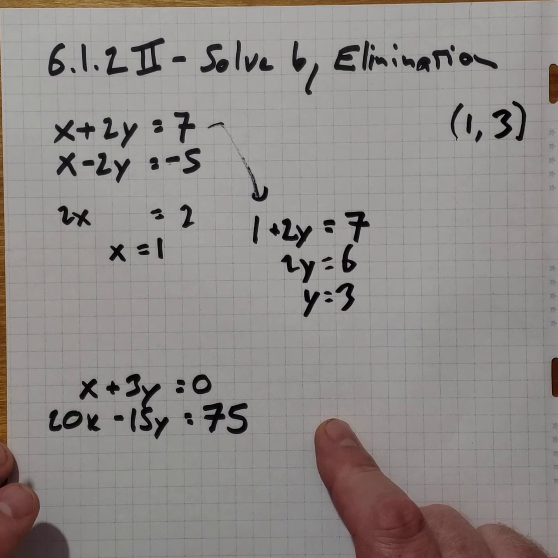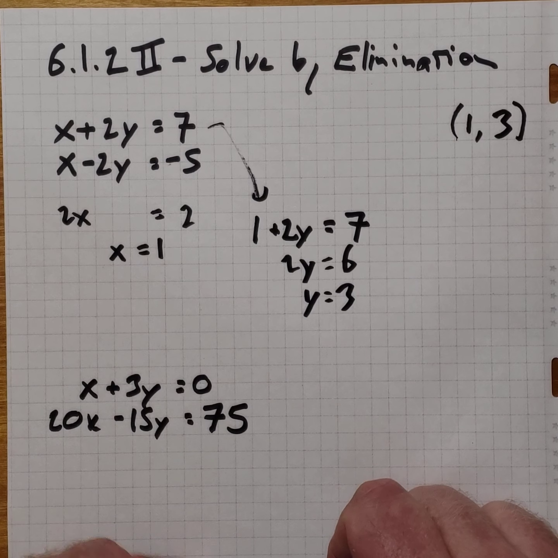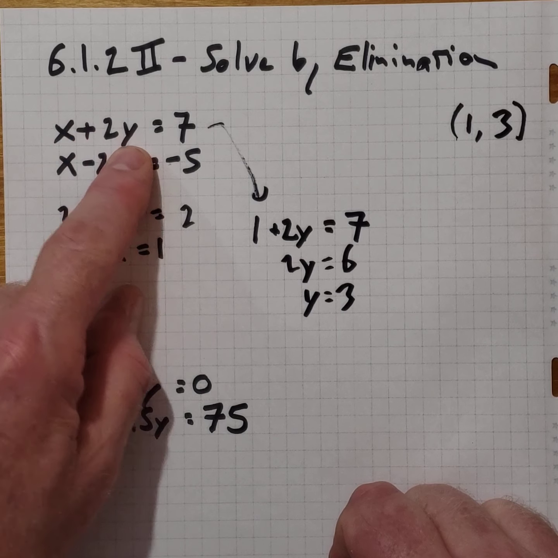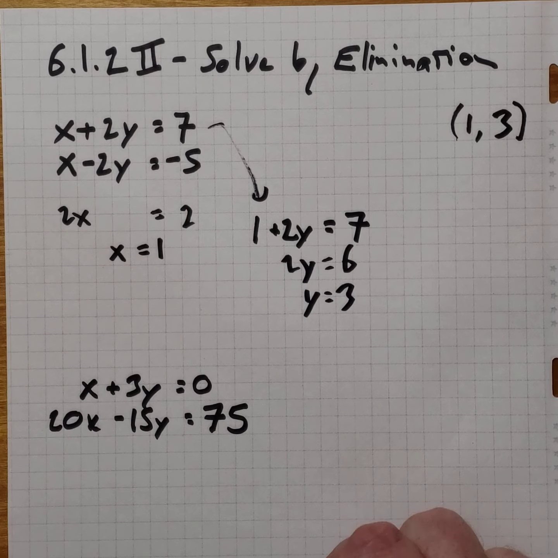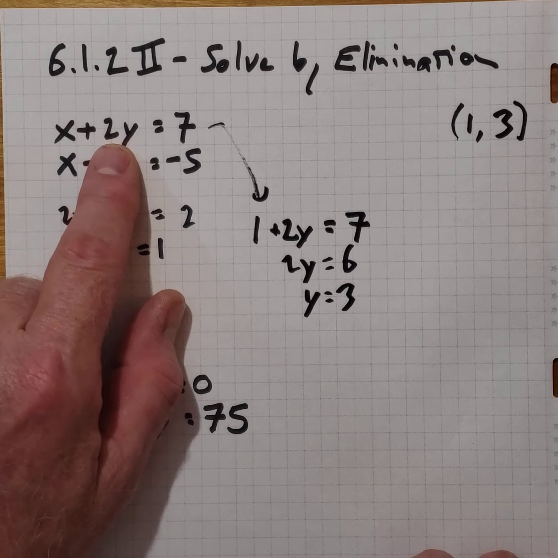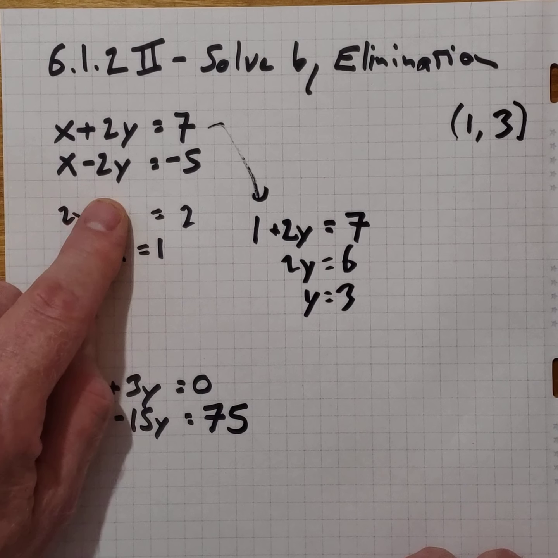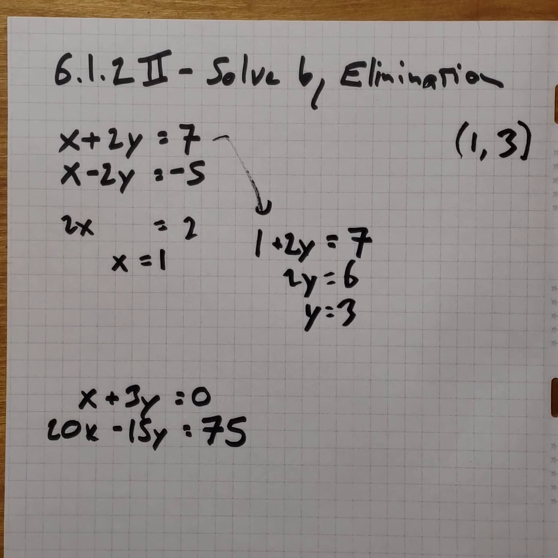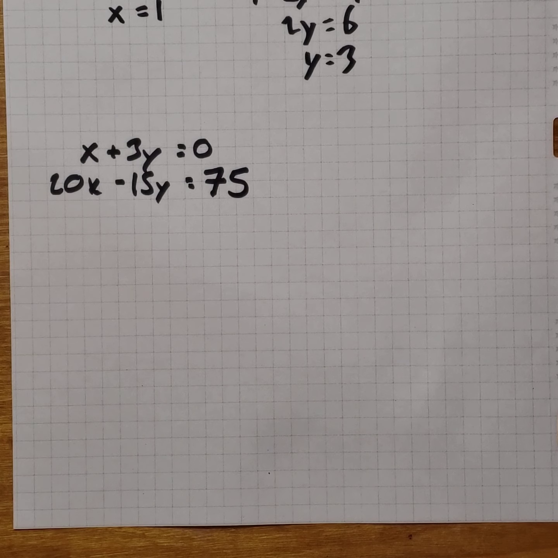So the solution, the pair of numbers that works in both of these equations, is 1, 3. Put a 1 in for x and a 3 in for y, you get 1 plus 6, which is 7. Here you get 1 minus 6, which is negative 5. Now this is the easiest possible scenario, when you already have numbers in front of x or y that will cause them to go away when you add or subtract. That, of course, isn't always the case, and here's an example where it's not.